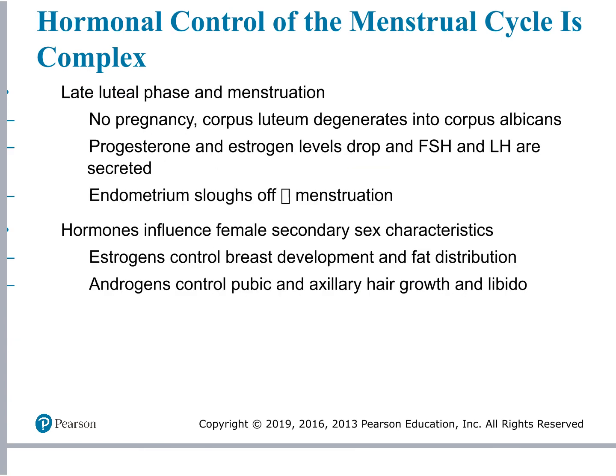All right, in the late luteal phase, when we're leading up to the menses of the uterine cycle, if there's no pregnancy, the corpus luteum degenerates and becomes the corpus albicans. Progesterone levels and estrogen levels drop. Then FSH levels and LH levels start to rise. And then the endometrium is sloughed off, which leads to menstruation. That's where there is a bloody discharge from the vaginal canal.